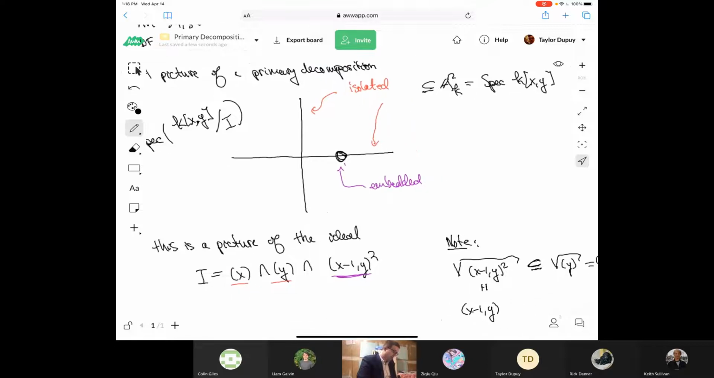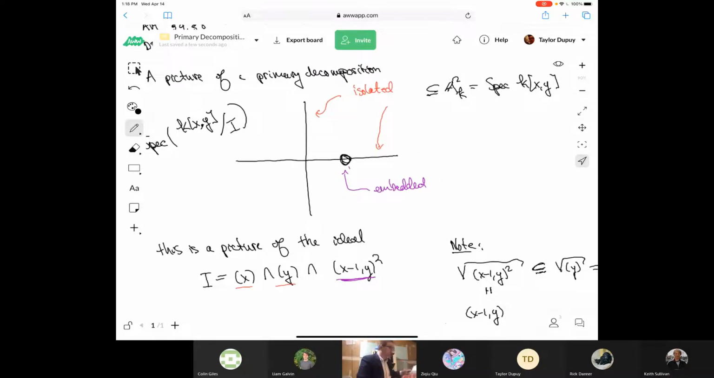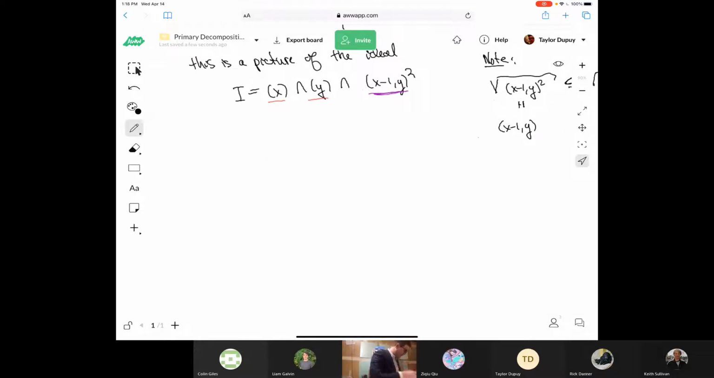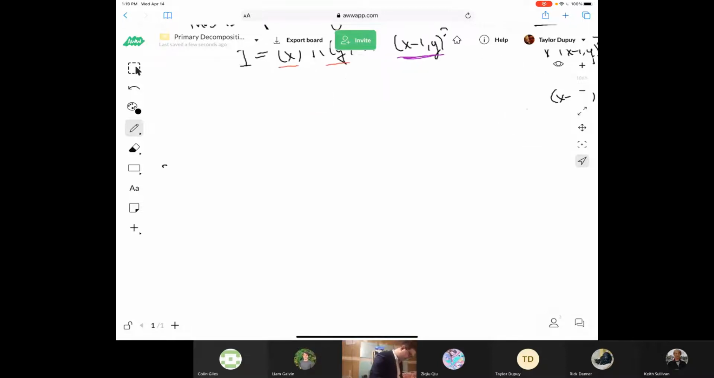All right. So what is a primary decomposition actually? Let me say what a primary decomposition is, and then maybe we'll recall some things about primary ideals. So, definition.